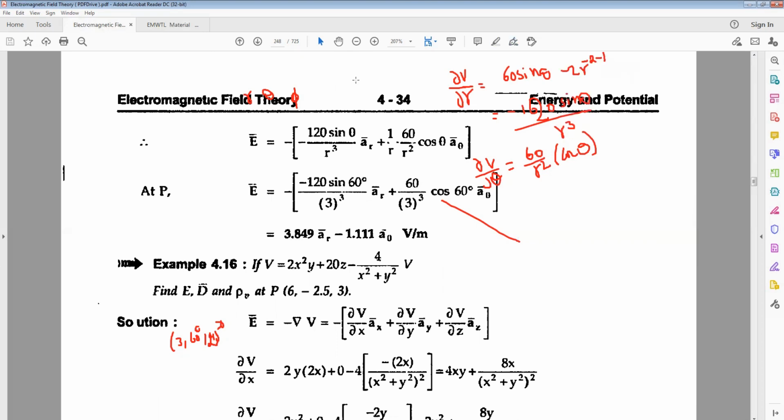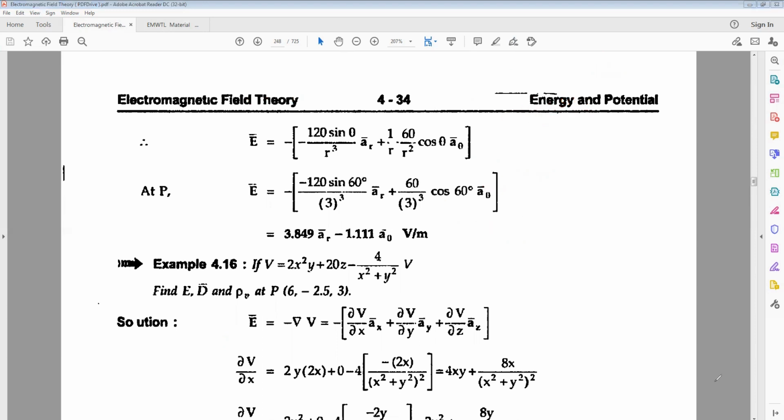Here, directly, in the previous example, the point was given in the Cartesian coordinate system. We were converting to the spherical coordinate system. But here it is directly given that the point is in spherical only, theta and phi and R also. So we directly substituted those values in E bar is equal.